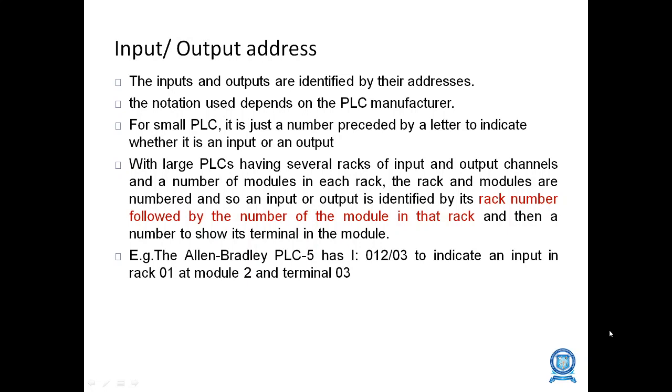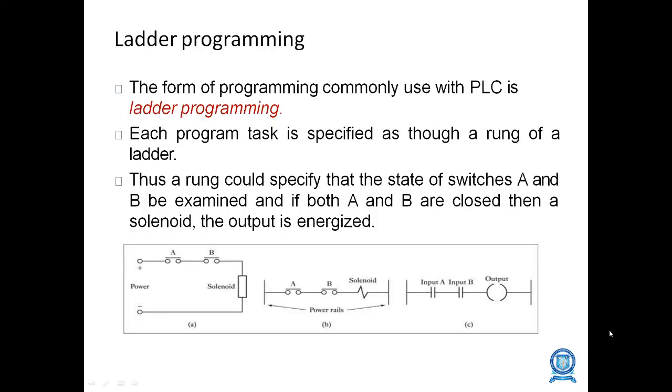Input output addresses are identified by the PLC manufacturer. With a large PLC having several racks of input and output, the rack number is followed by the number of the module in the rack, and the terminal number is shown. Example: Allen-Bradley PLC 5 has 012/03 to indicate the input, rack 01, module 2 and terminal 03.